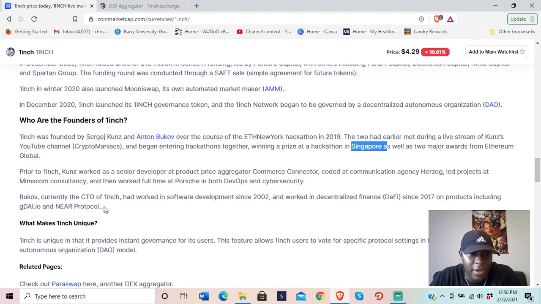Bukov, currently the CTO of 1inch, had worked in software development since 2002 and worked in decentralized finance since 2017 on products including GDAO, IO, and NEAR protocol. Now, what makes 1inch unique? 1inch is unique in that it provides instant governance for its users. The feature allows 1inch users to vote for a specific protocol setting in the decentralized autonomous organization, the DAO model. Oh, okay, that's very interesting.